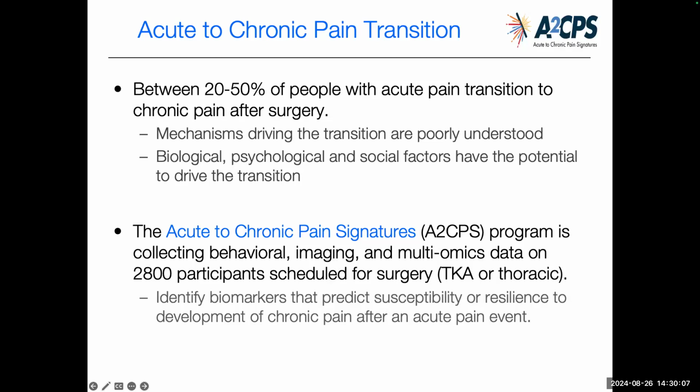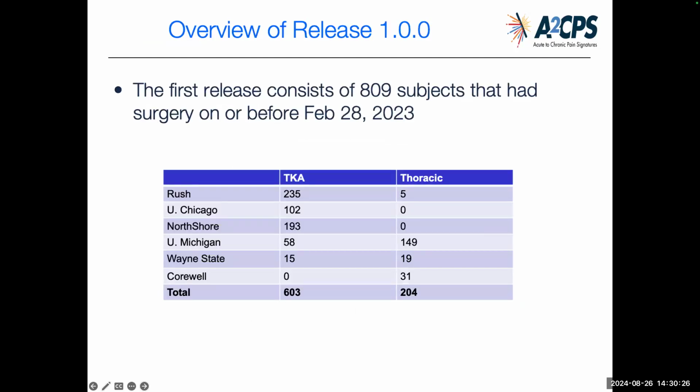Right now, we have imaging data on 1,300 people. That makes us a top 10 in the world imaging study. We're bigger than the HCP young adults. We just went past them. And 800 of those we have multiple time points on. We're doing our first data release for public data, some 800 subjects, 600 with a total knee replacement and 200 with thoracic surgery.